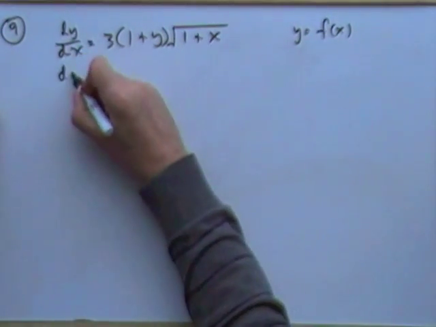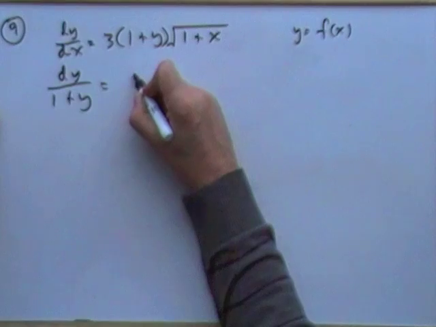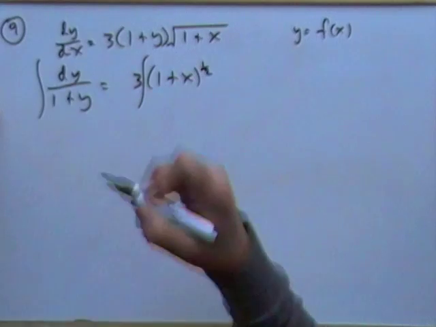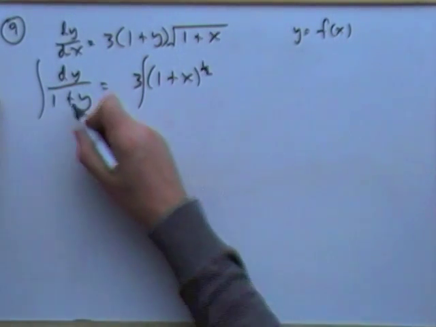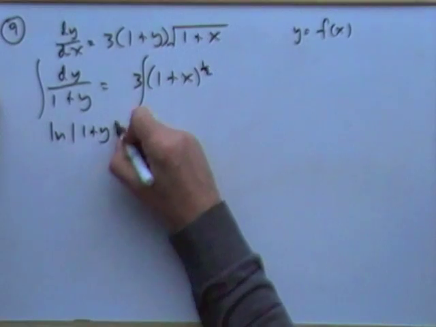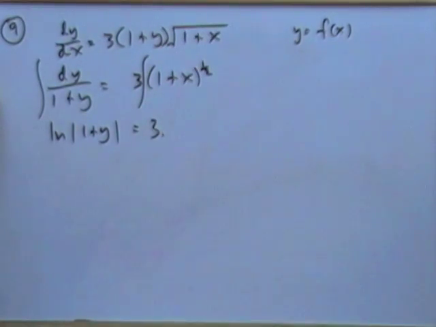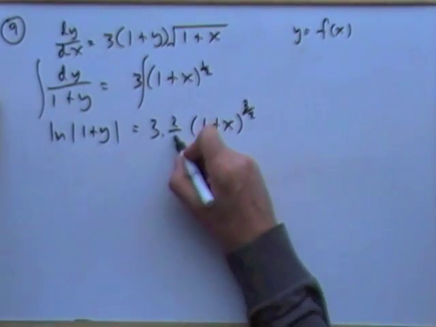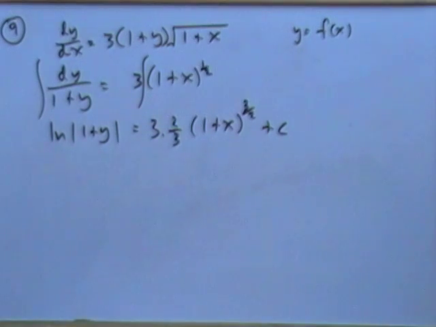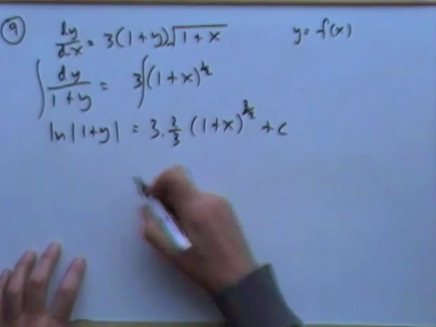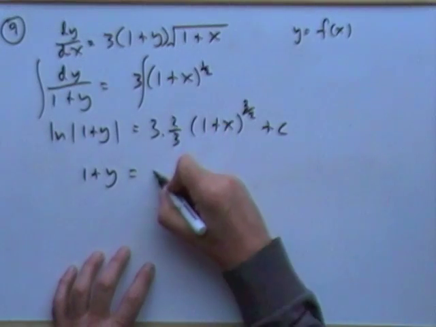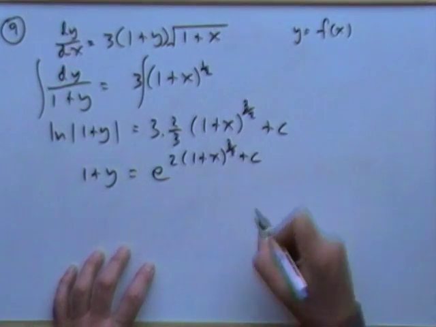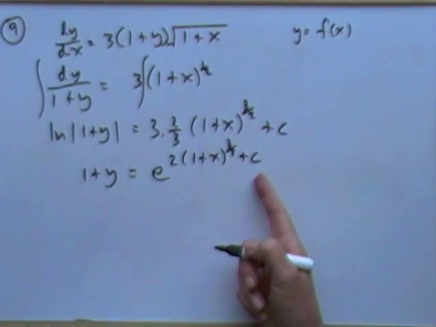It separates quite easily. dy over 1 plus y is 3 times root x, I'll put that into index form for the purposes of carrying out the integration. So the integral of that, just sneak that in there because that's just a constant, is going to become ln of 1 plus y, and that's going to become 3 times 1 plus x up to 3 upon 2, divide by that, so multiply by 2 upon 3 plus c. So I've got, I'll take that up in the next line, 1 plus y equals e to that power, so that comes down to 2 times 1 plus x to the power 3 upon 2 plus c. Well, that plus c could come to the front.